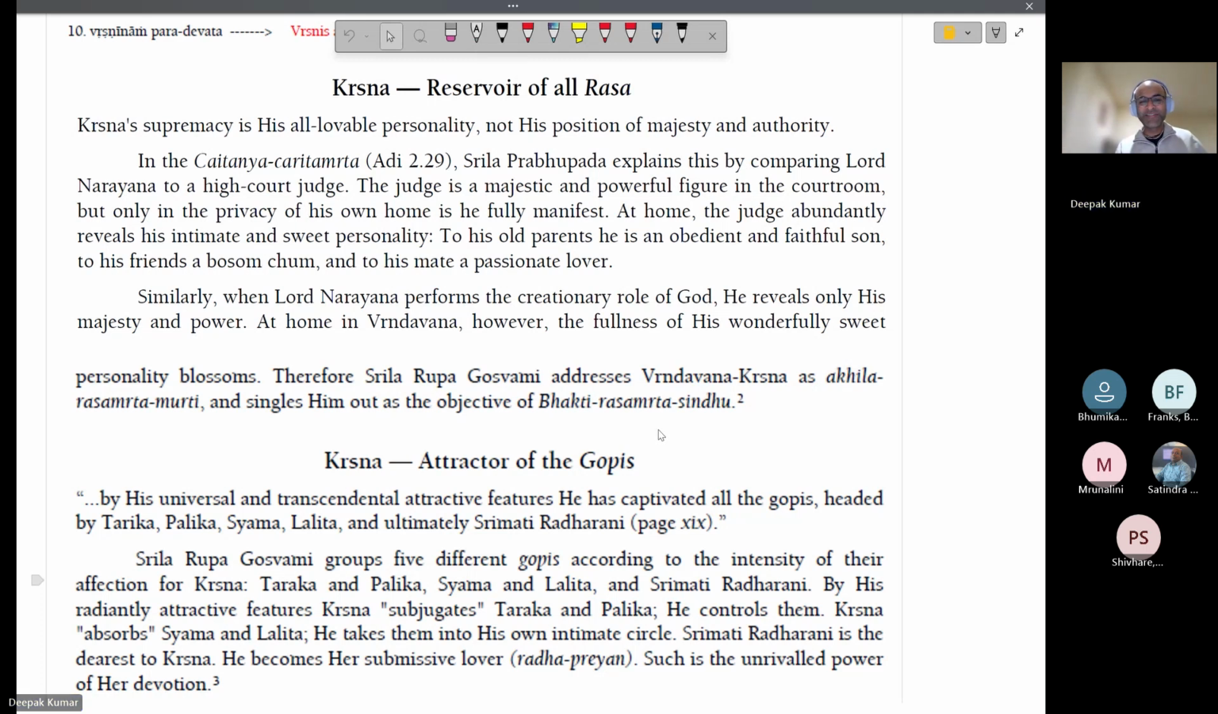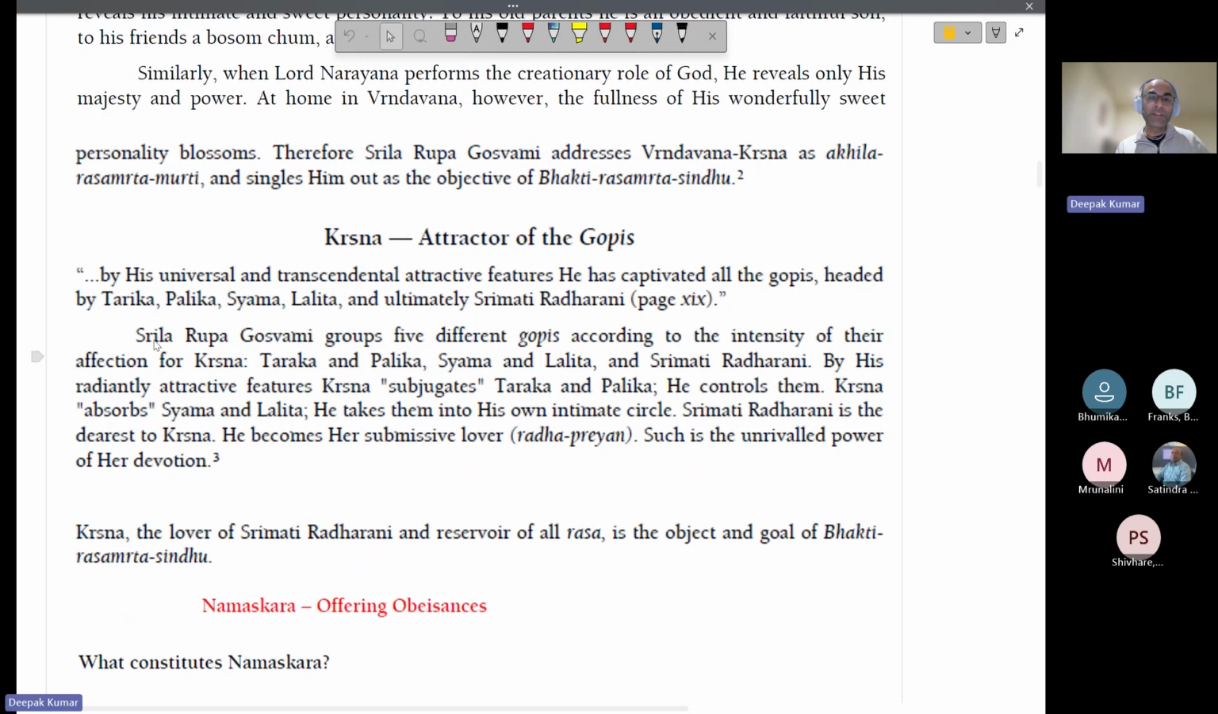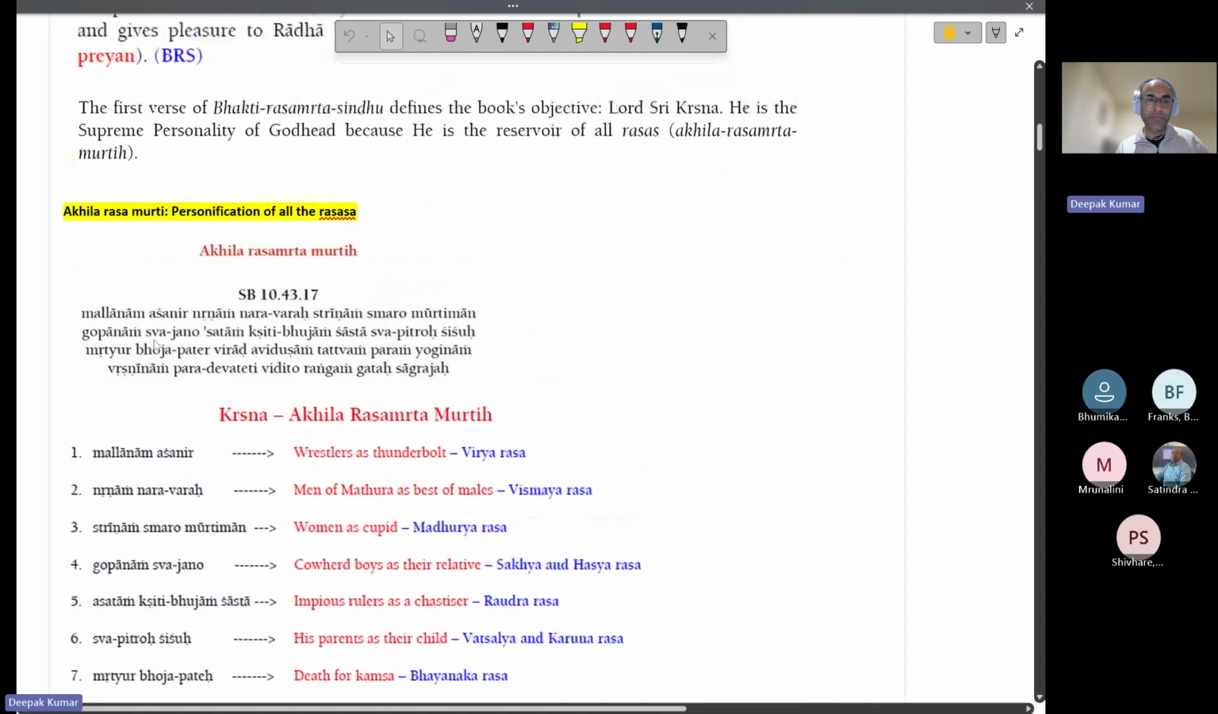Okay. So Krishna, attractor of the gopis. By his universal and transcendental attractive feature, he has captivated all the gopis, headed by Tarika, Palika, Shyama, Lalita, and ultimately Srimati Radharani.